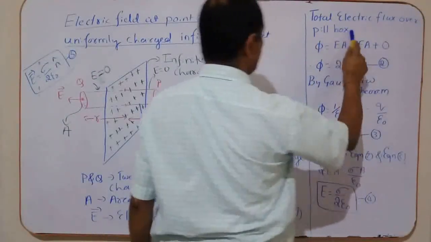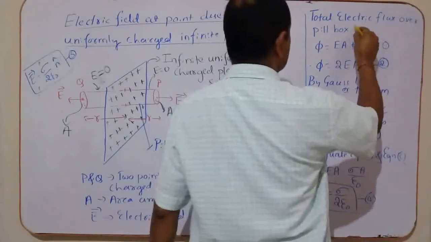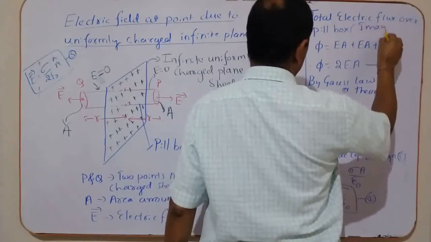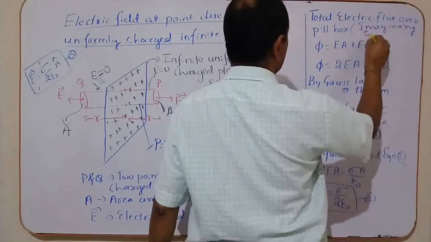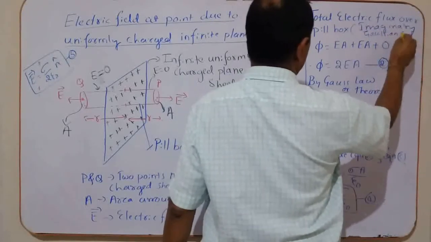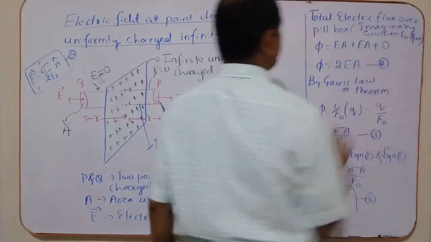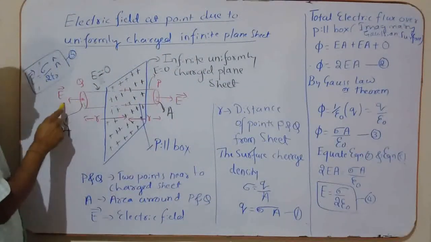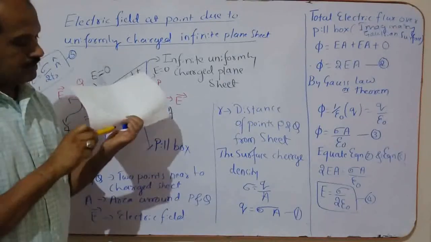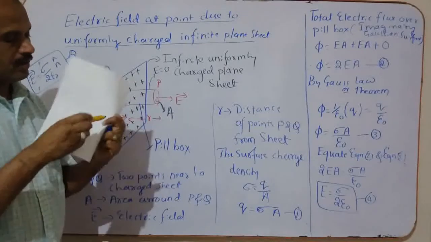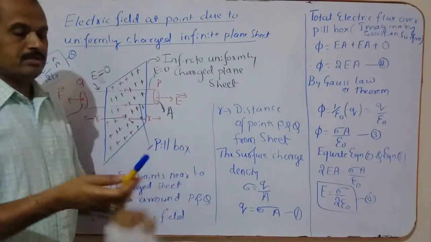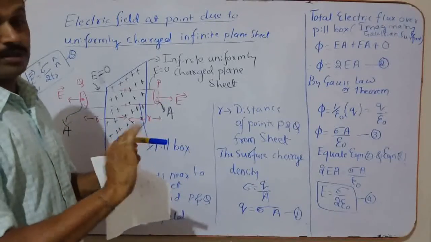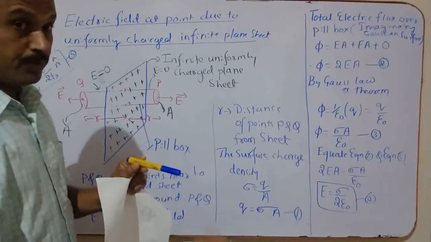Now, total electric flux over the pill box. The pill box is assumed to be an imaginary Gaussian surface. Now see here, at the end of the pill box, there is the electric field. Suppose this is the pill box. At the end, there is the electric field. Around this point, there is no electric field. Why? Because the component becomes zero.